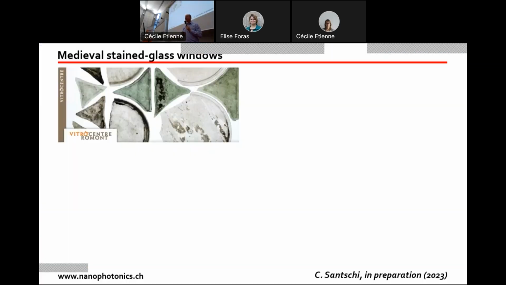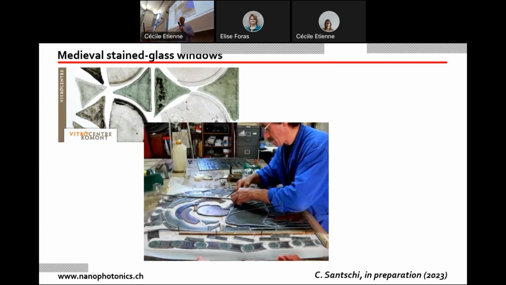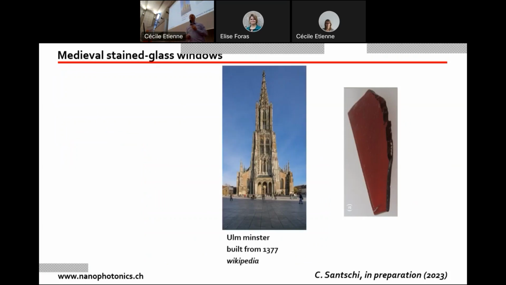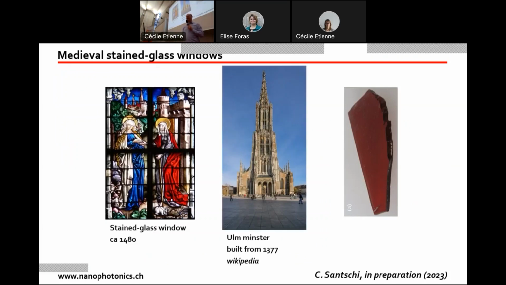We have, not far from Lausanne, a center for stained glass windows, which is an amazing place full of boxes that come from all around the world, from many, many different and very ancient places as well. And we were able to get our hands on a little piece of glass that comes from Germany, from the Münster of Ulm, from the late medieval period. And then we thought, okay, this is red, this must be gold. They must have put some gold nanostructure in the glass.